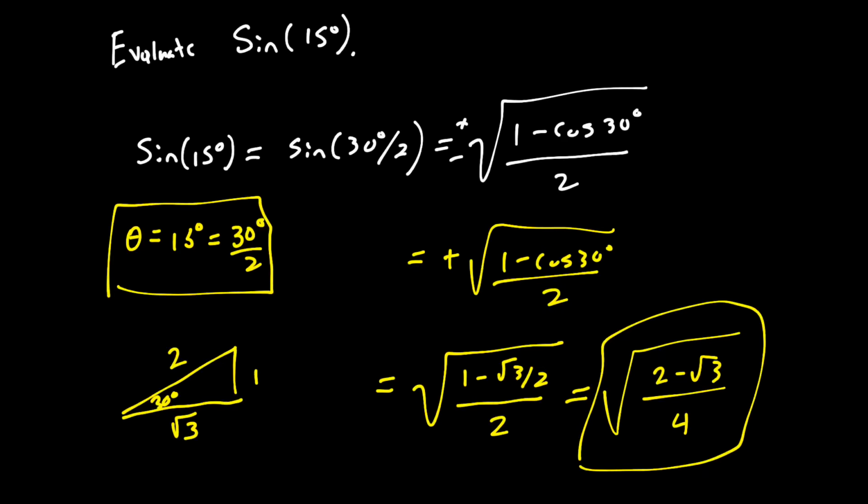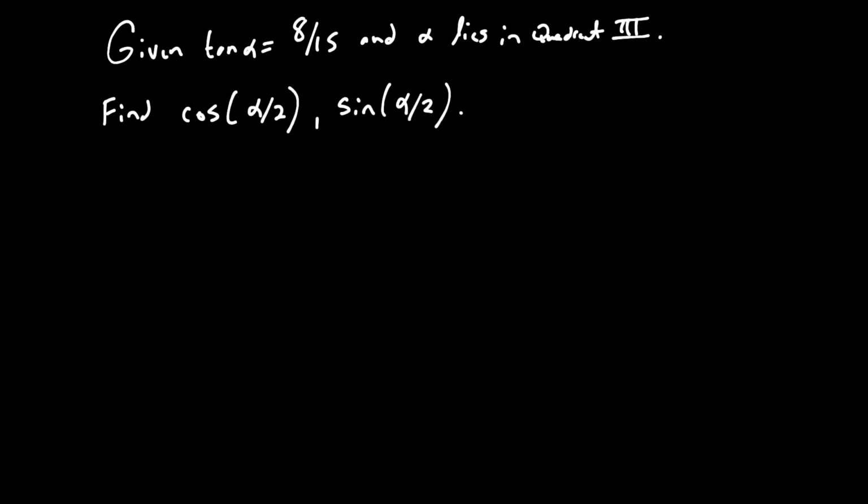Now let's look at a slightly more difficult problem. This time we're given that tan alpha is equal to 8 divided by 15, and our angle alpha lies in the third quadrant. And what we want to do is find the cosine of alpha divided by 2 and sine of alpha divided by 2.